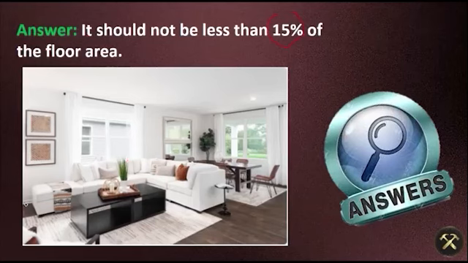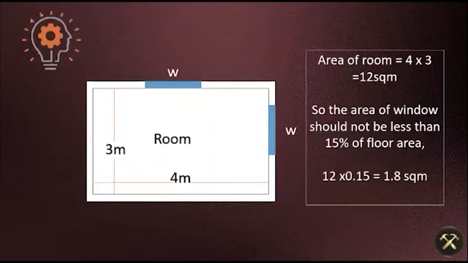Let's take an example so we can easily understand. Here we have a room of 3 by 4 meters. The area of the room is 12 square meters. Now 15% of 12 square meters will be 1.8 square meters. So the area of the windows should not be less than 1.8 square meters.